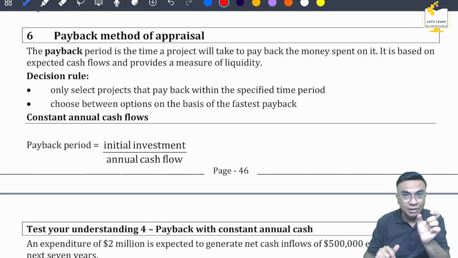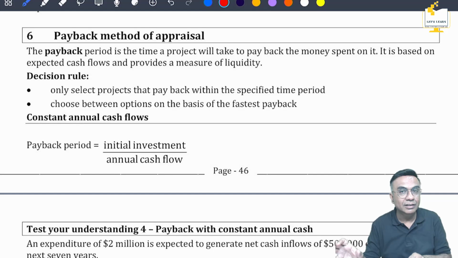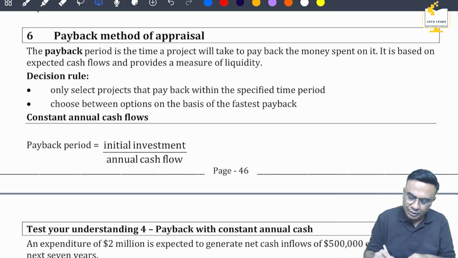Answer will be some years, some months. Say 3 years and 4 months, like that. Answer will be in duration. So it is time taken to recover your investment. Now, decision rule: only select projects that pay back within a specified time period.